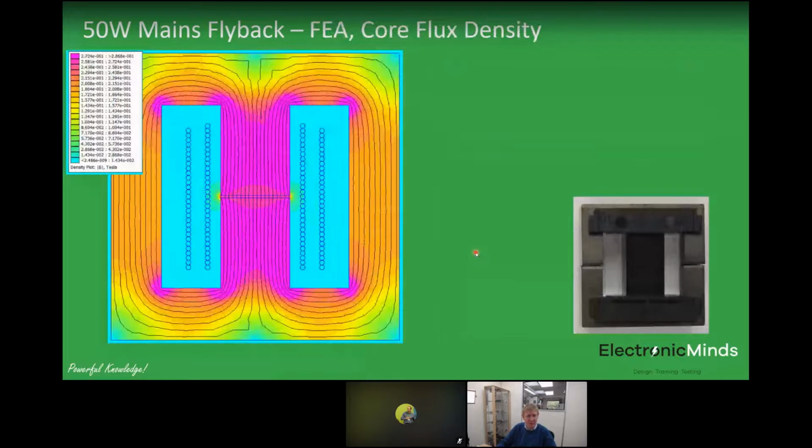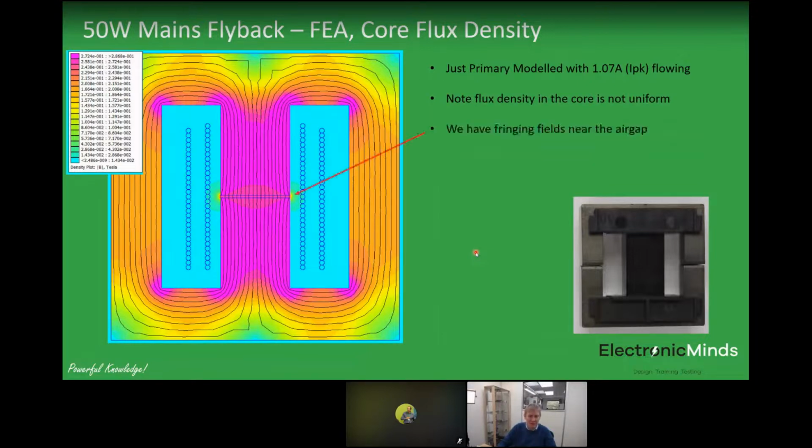Let's look at flux density in the core for this particular example. So again, this is just the flyback converter we just built. If we model the primary with 1.07 amps flowing, you can see that the flux density in the core is not uniform. We've got, again, the fringing fields that we spoke about before near the air gap, but I think we're more than 3 times the air gap distance from those to the first layer of windings. So we're in a fairly good place with that design.